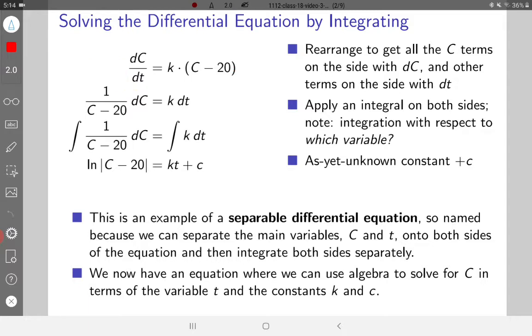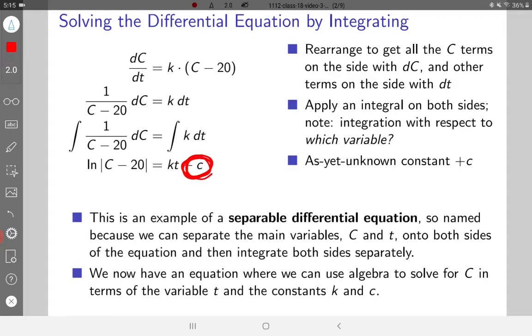Now what I have is a situation where on the left, I have a function of C in the differential dC, so I can apply the antiderivative. I can apply the integral operation on the left, and I can also apply that integration operation on the right, because if those two things were equal, then their antiderivatives, their integrals, should also be equal. Well, up to plus or minus a constant.